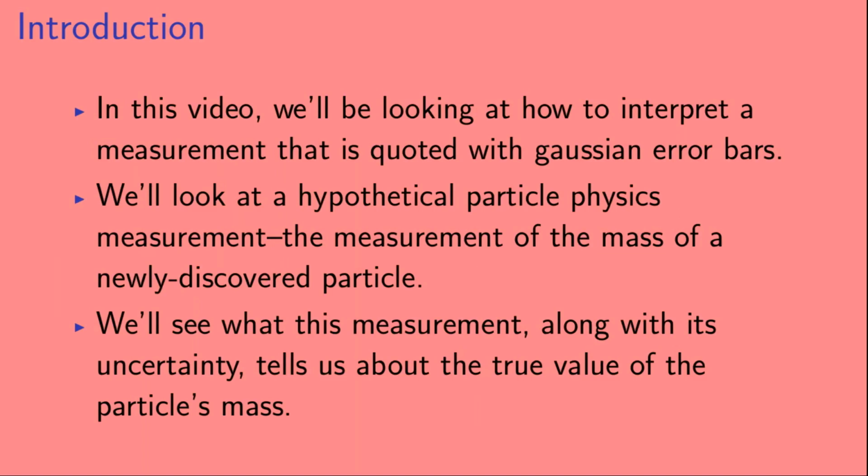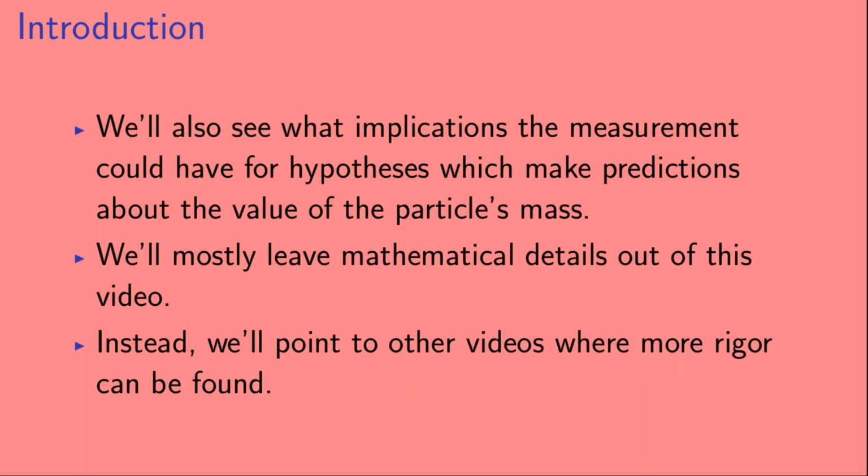We'll look at a hypothetical particle physics measurement, the measurement of the mass of a newly discovered particle. We'll see what this measurement, along with its uncertainty, tells us about the true value of the particle's mass. We'll also see what implications the measurement could have for hypotheses which make predictions about the value of the particle's mass. We'll mostly leave mathematical details out of this video.